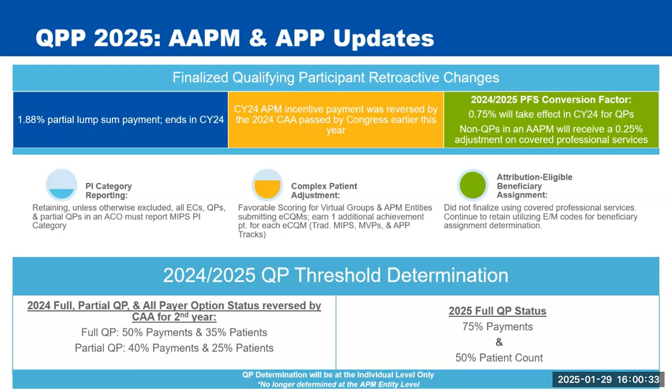So again, lots to take a look at with this to see if there are any changes in early 2025. However, at this point in time, we do not see that. If there are changes, those would be retroactive, and we would actually see those occur with the 2026 PFS rule.